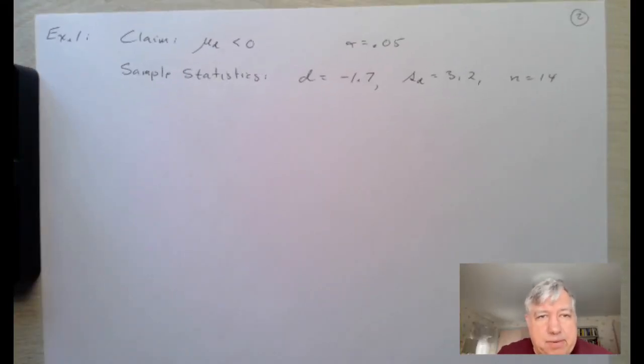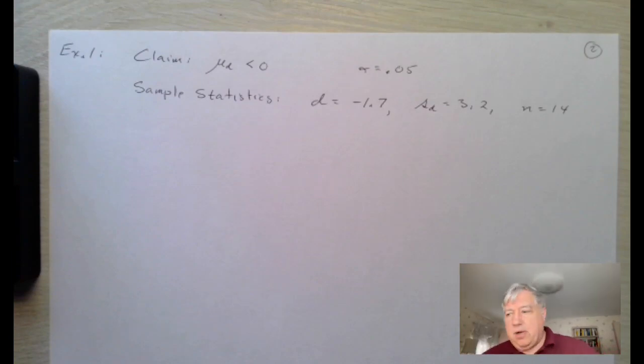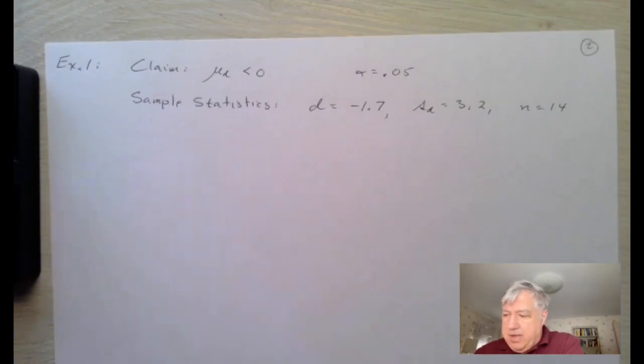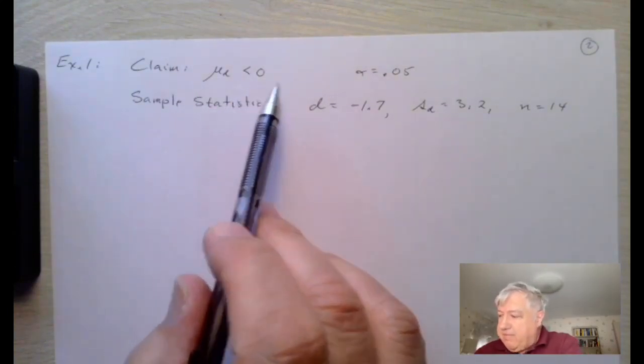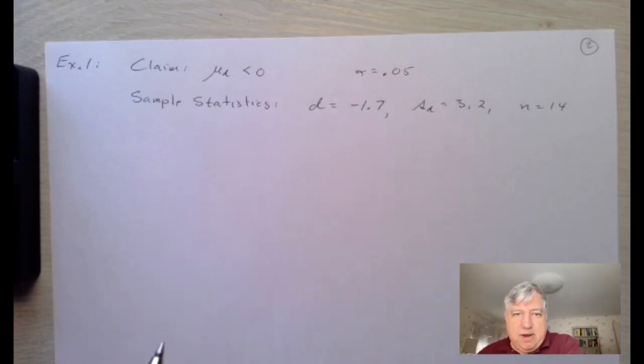Okay, welcome back everybody. So now in this video we're going to do some examples involving the hypothesis testing of claims about differences between means when you're using dependent samples. So in this first example we have a claim that says mu sub d is negative, and we want to test this claim with a level of significance of 0.05.